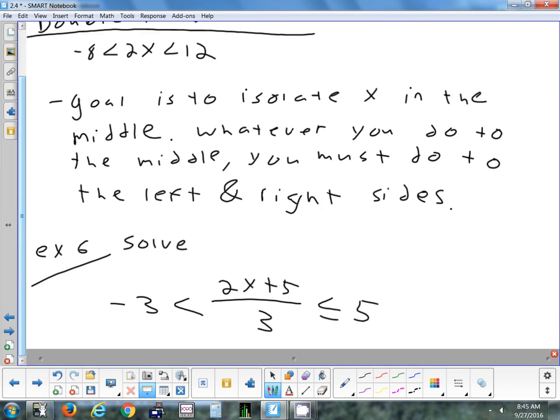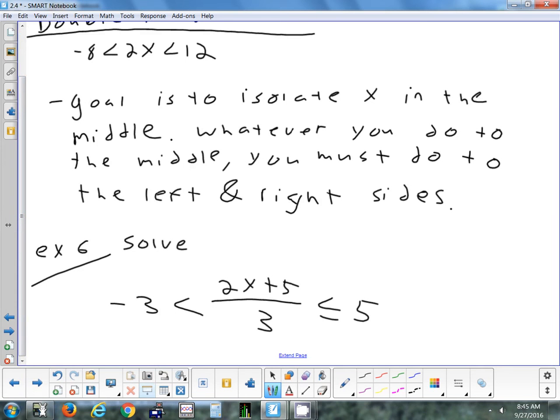All right, so let's see if we can solve this one. We've got to get rid of the denominator, the 2 in front of the x, and the plus 5. But we have to do them in the right order.